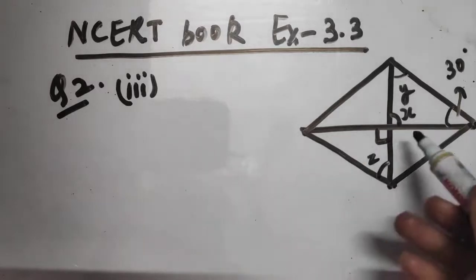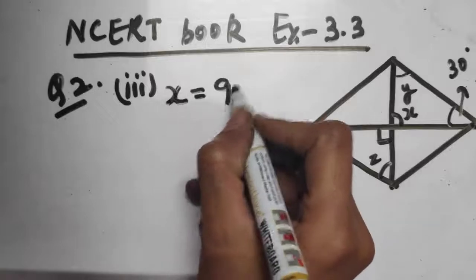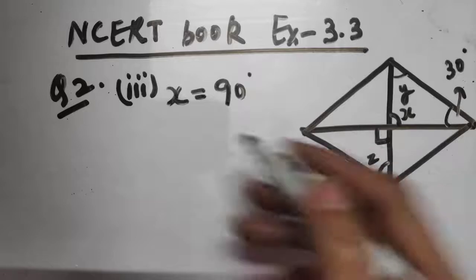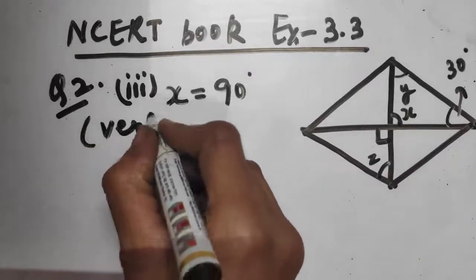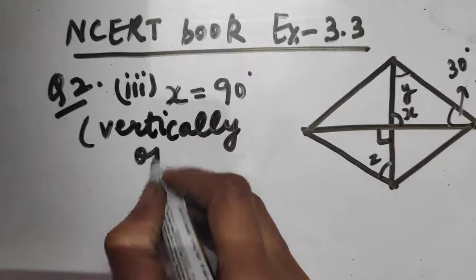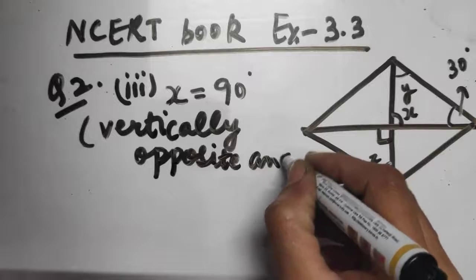So dear children, you can see clearly in the figure that x is equal to 90 degrees. This angle is 90 degrees. So x is equal to 90 degrees. The reason being vertically opposite angles.